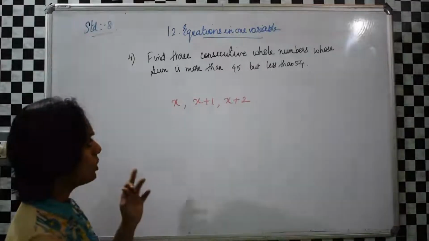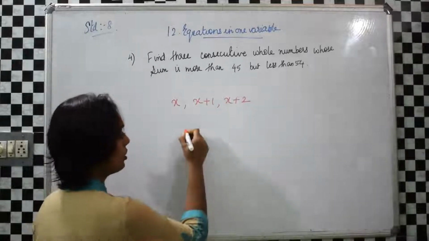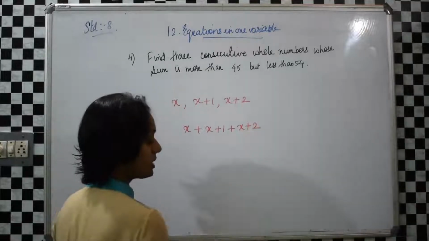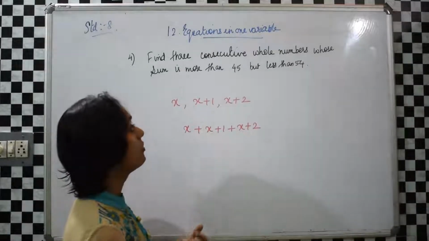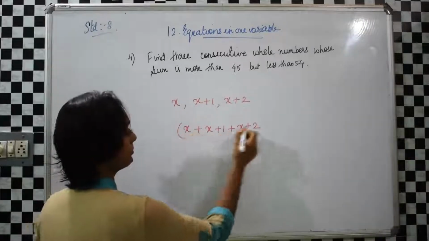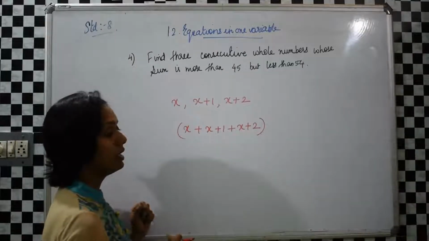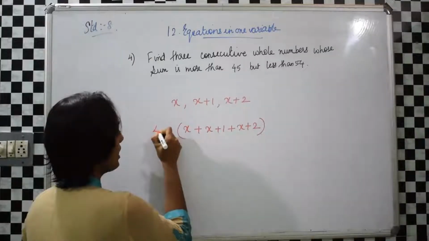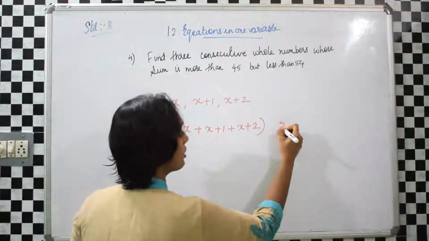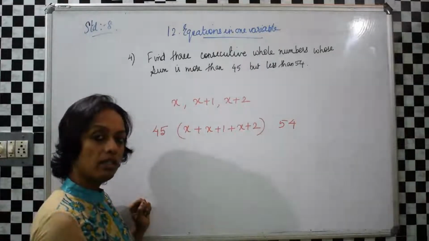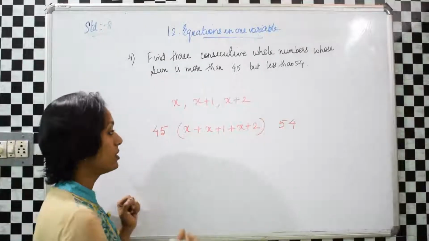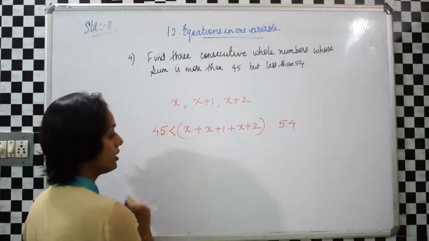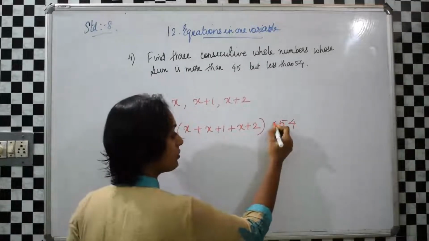Now, whose sum is more than 45? Sum means addition. So if I add these numbers, they say that this sum will be more than 45 and less than 54. So I am going to put it in a symbolic form. I will write 45 over here, I will write 54 over here, and I am going to put the less than sign. So 45 is lesser than this, and this is lesser than 54.